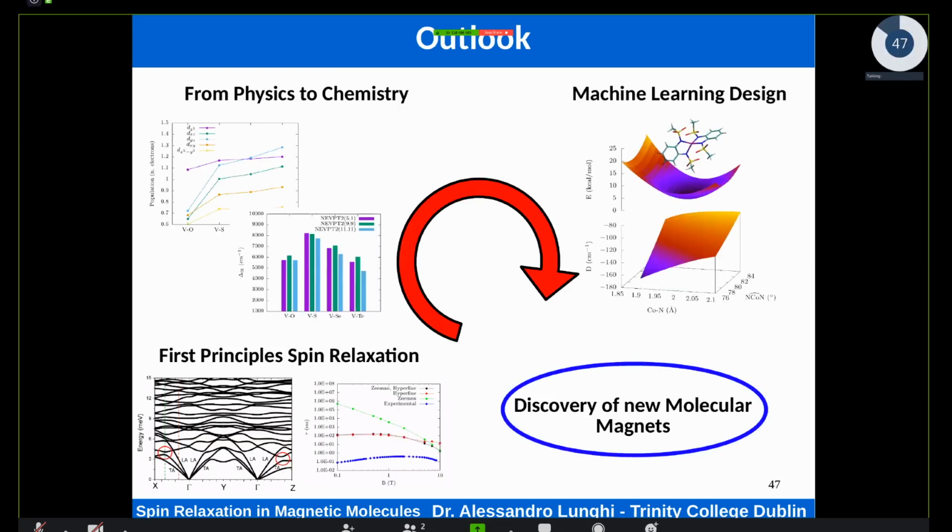All right, so before concluding, I just want to summarize the entire philosophy of the study. The end goal of our research is to discover new molecular magnets, and to do that, you need to take care of all the stages that go from understanding the physics behind them, connecting the physics to the chemistry, for instance, by using knowledge from ligand field theory or crystal field theory that has a very simple chemical interpretation. And finally, machine learning, we think, is going to be very useful in the future to speed up the entire process and discover new molecular magnets.